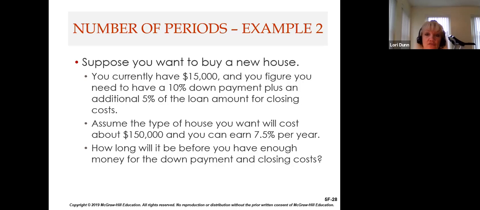Assume the type of house you want will cost about $150,000. And you can earn 7.5% per year on your money. How long will it be before you have enough money for the down payment and closing costs?